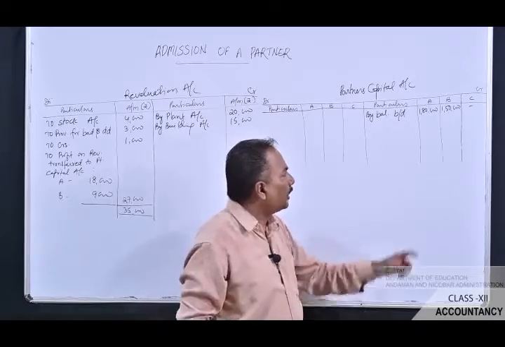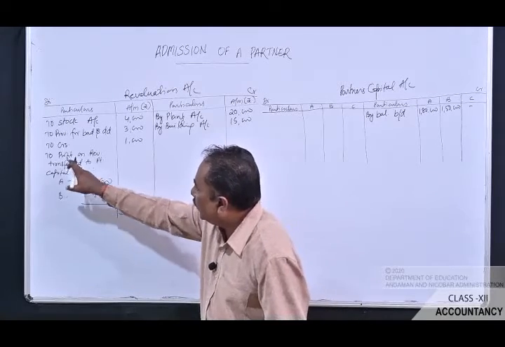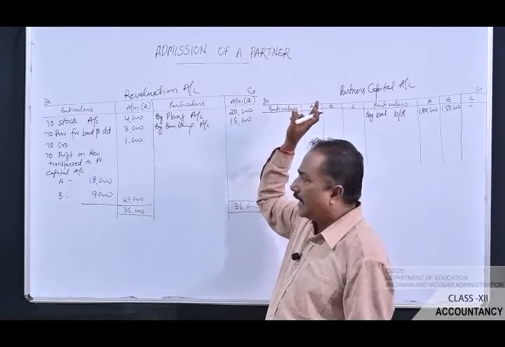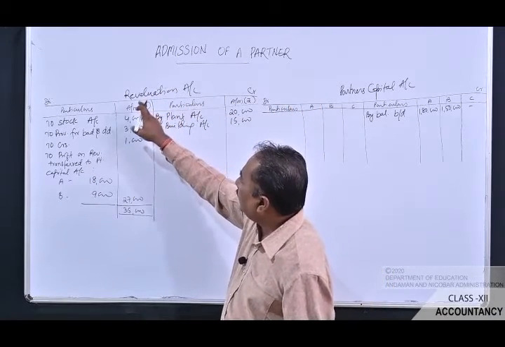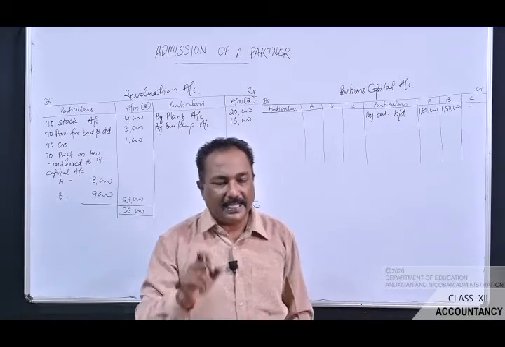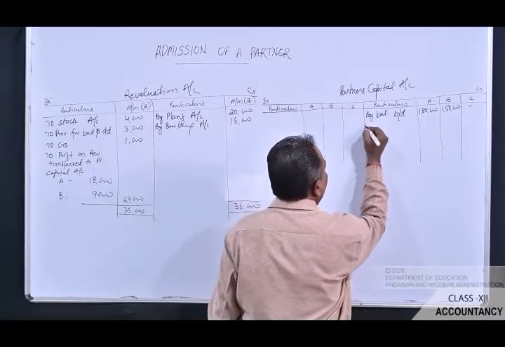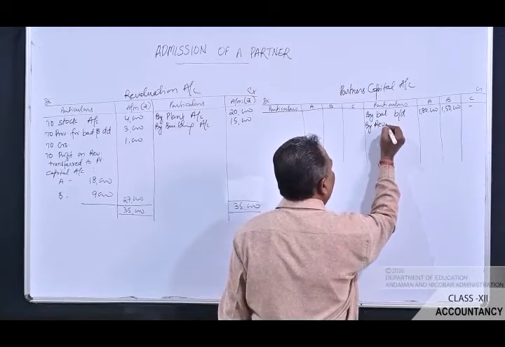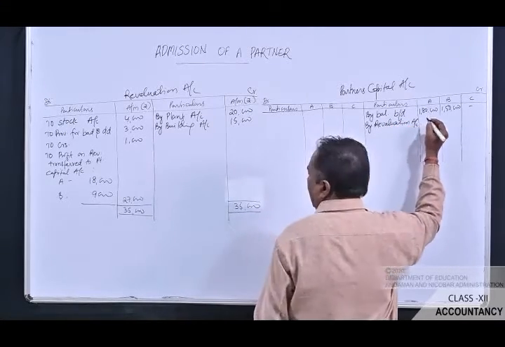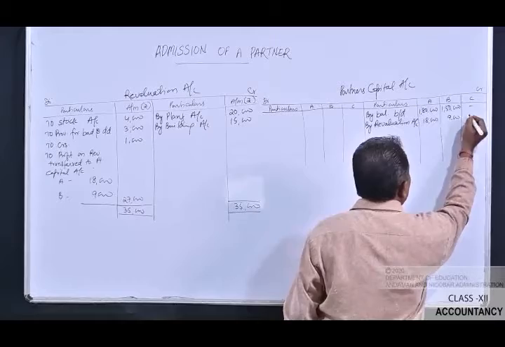Let's see what has to be recorded. The very next thing that has to be recorded is the profit on the revaluation transferred to the partners capital account. See the general entry. The general entry will be revaluation account debit to A's capital account, to B's capital account. Here in this general entry, A's capital account and B's capital account have been credited. So you have to post on the credit side. And what you have to write here? You have to write here as by revaluation account, and the amount will be rupees 18,000 and rupees 9,000.